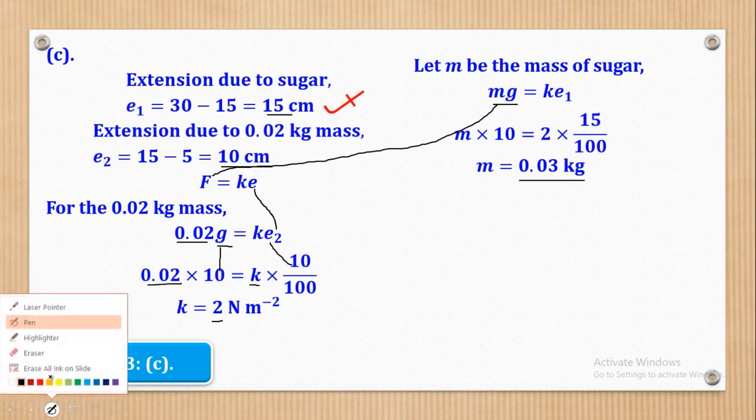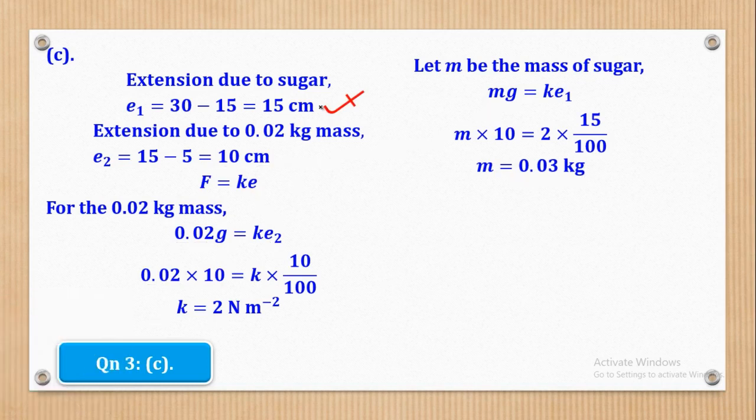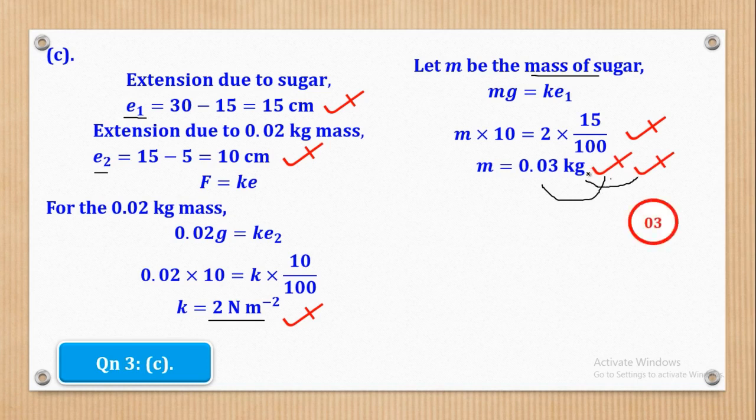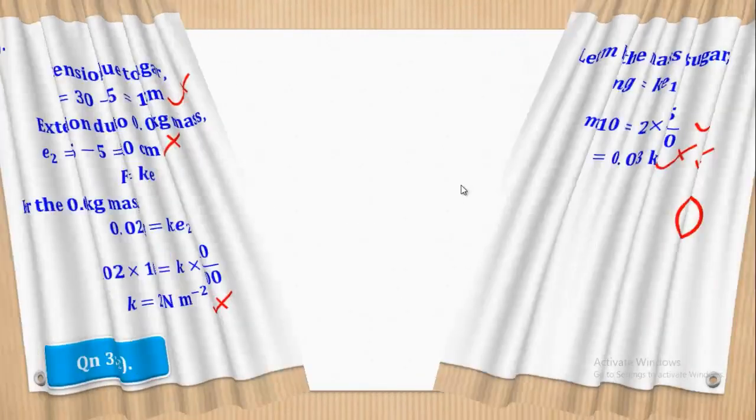Now let's see how marks can be awarded. Half a mark for the extension due to sugar, another half a mark for the extension due to the 0.02 kilogram mass, another mark for getting the force constant, another mark for substituting in this formula for the mass of the sugar, and after making m the subject, you'll get your last mark. This half a mark is for the magnitude, and this half a mark is for the correct unit. So basically that's how the 3 marks could come about.